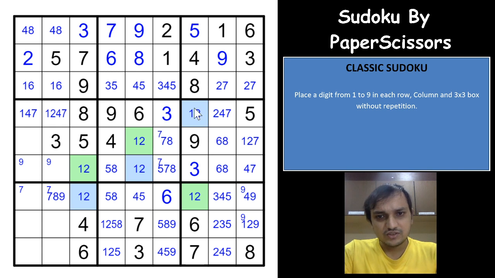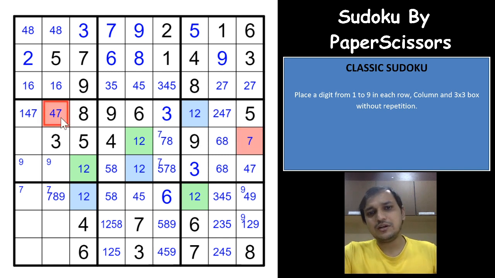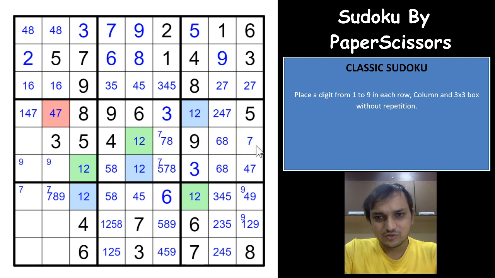So cells seeing both green and blue cells simultaneously cannot have 1 and 2, which means that if I am right, this cell is seeing both the green and blue cells simultaneously. This cell is seeing both green and blue cells simultaneously, which means that both 1 and 2 can be eliminated from this cell. Wow guys, this is awesome, and I think that should complete this Sudoku.